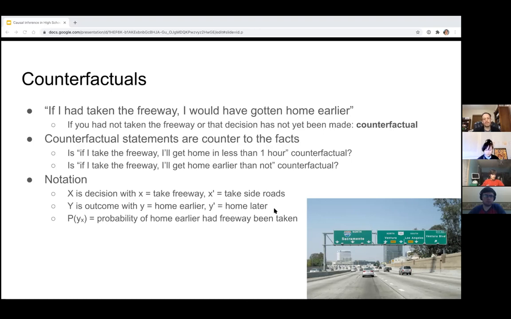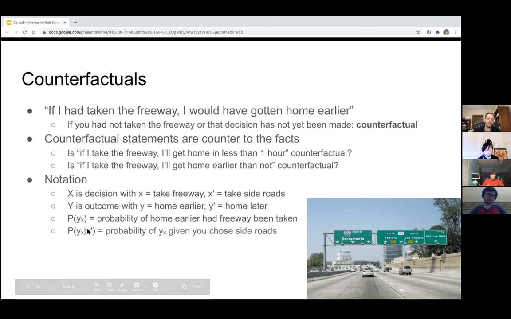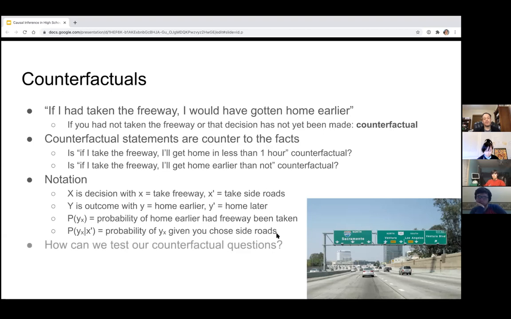But if it's a comparison, then it's a counterfactual. And so here's a counterfactual statement. I don't know how many of you know this probability notation, but x prime, when it's after this vertical bar, means given x prime. So we want to know the probability of something given that in here we took the side roads. Now, what's the probability of y sub x, which is that we would have gotten home earlier had we taken the freeway? So that's the type of question that you'd normally think, well, we can't ever know that, we can't go back in time, but we can.